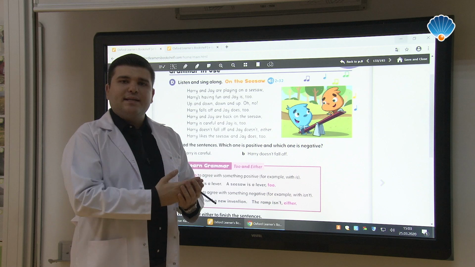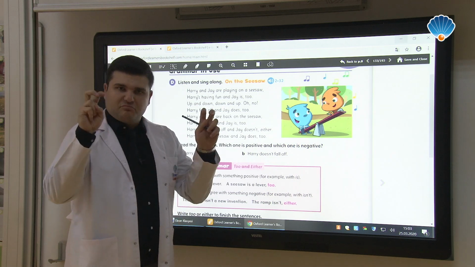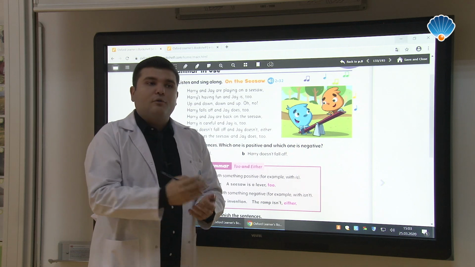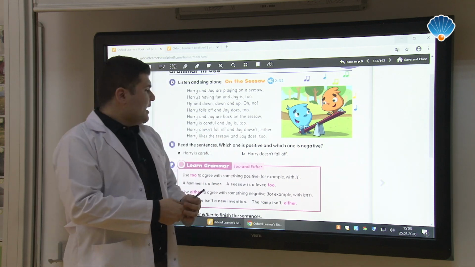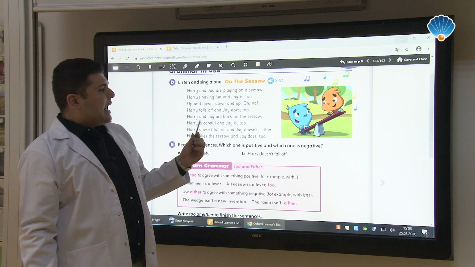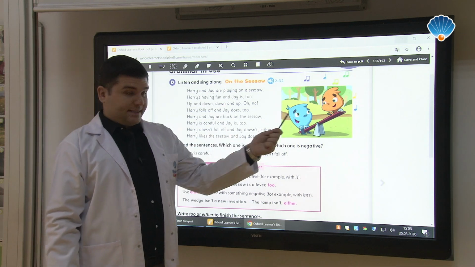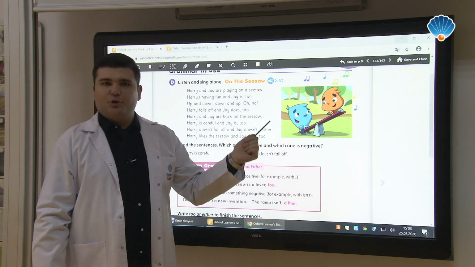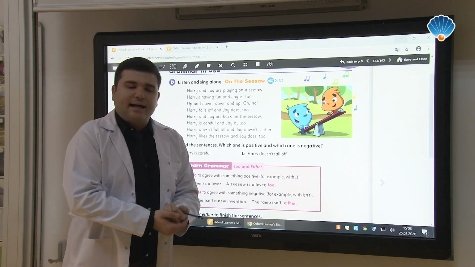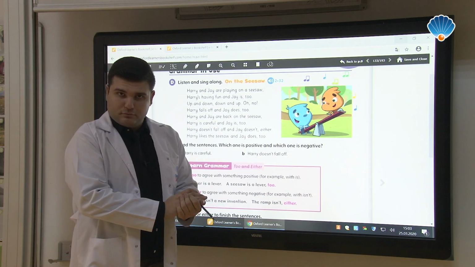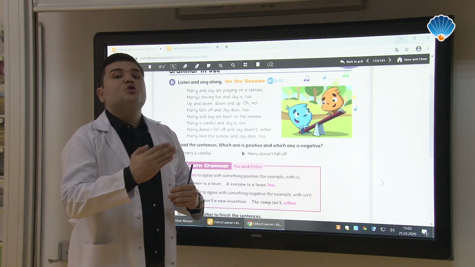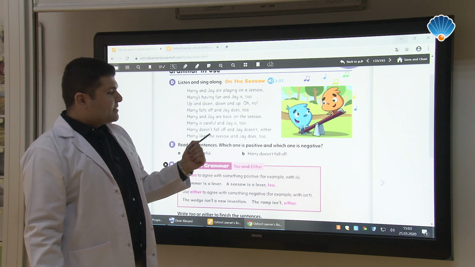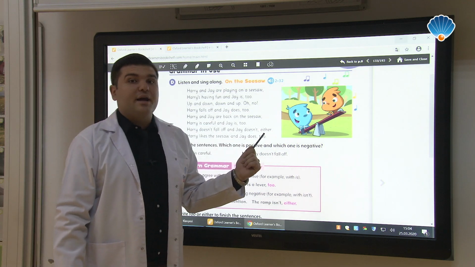You can use these, a short way to say the same thing for a different person. Okay, and Harry and Jay are back on the seesaw. Harry is careful and Jay is too. So we are learning that Harry is careful and Jay is too. Okay, the same thing for Jay as well. And Harry doesn't fall off and Jay doesn't either.